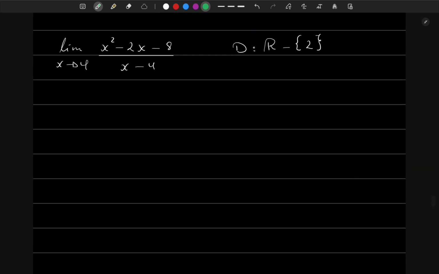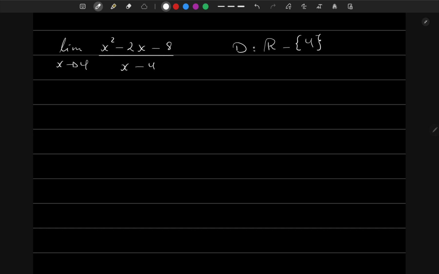The second case here, I have the limit of this function when x approaches 4, and we can say that the domain of this function, just as a function, the domain of this function is all real numbers except for one number, that is 4 itself. So when I'm substituting in this function, I'm going to get 0 in the denominator. So what am I going to do?